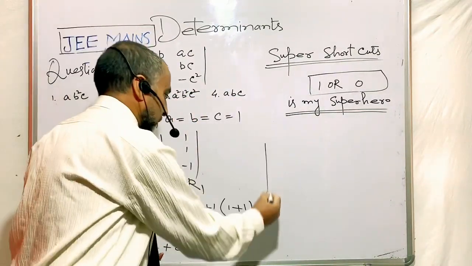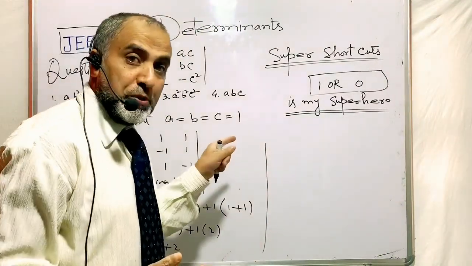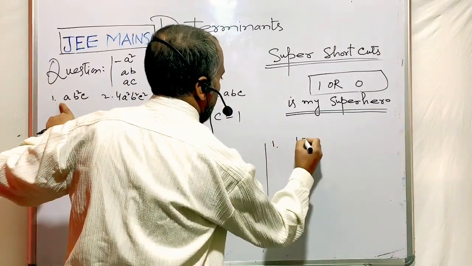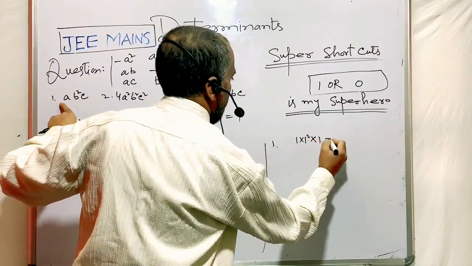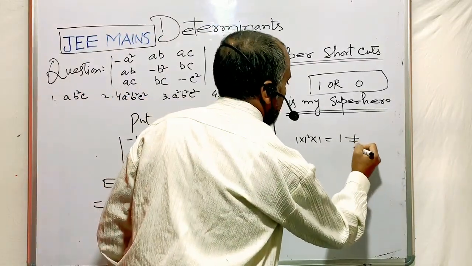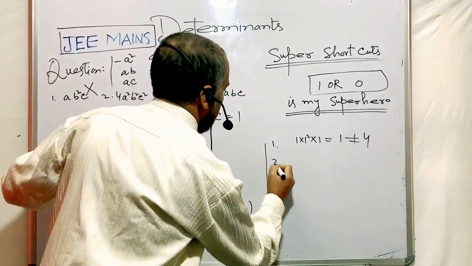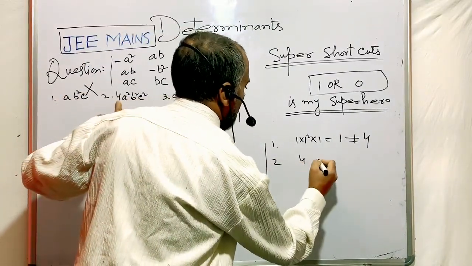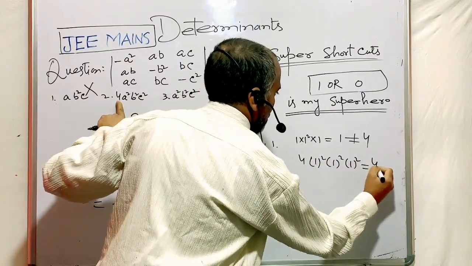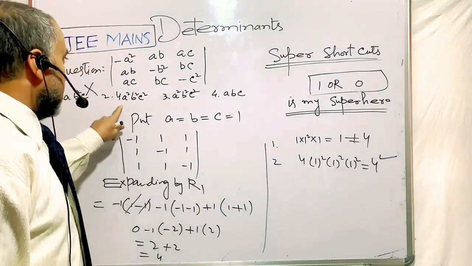Ab kya karna hai? Ye A, B, C jo hai, 1, 1, 1, wo aap substitute karenge kis mein? Options mein. Pahla option jo hai, that is 1 into 1 square into 1, that is just 1. That's not equal to 4. Therefore, this is not correct. Second option, maybe aapko 4 into 1 square, 1 square, 1 square, that is 4. This is the correct answer. Second one is the correct answer.